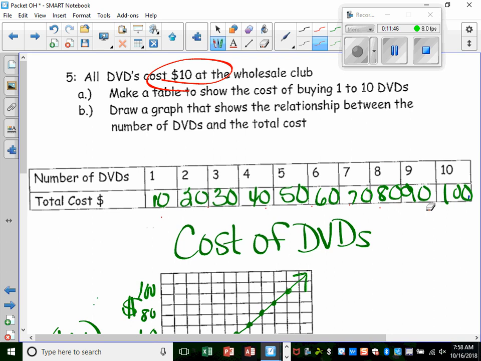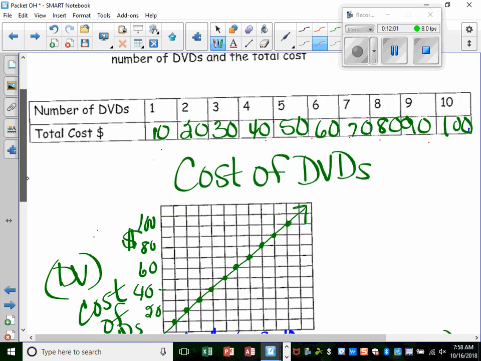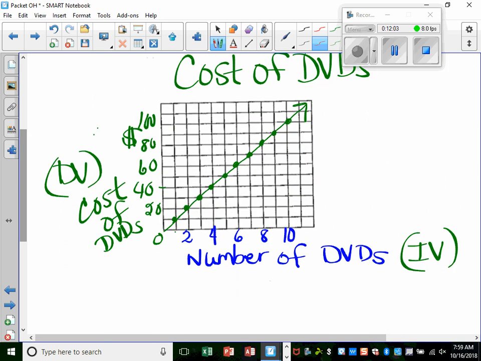So it's not like you get anything free. So if I buy 1, it's 10. If I buy 2, it's 20, 3, and so on. Okay, so I put a title at the top. Cost of the DVDs. And this is definitely going to follow a linear path. That means it's going to end up being a line because you're just going up at a steady rate.